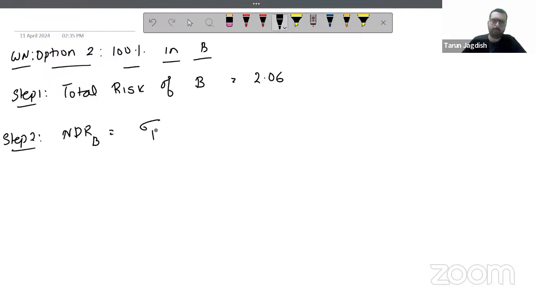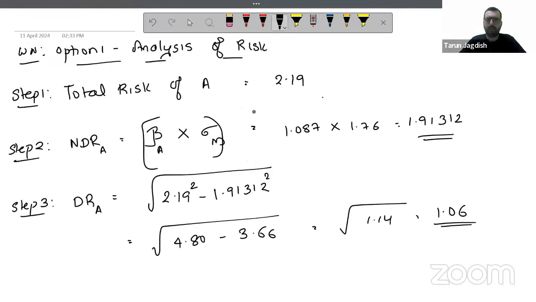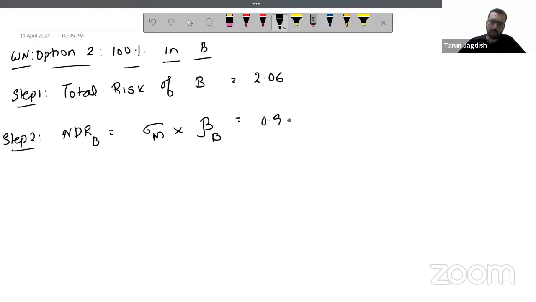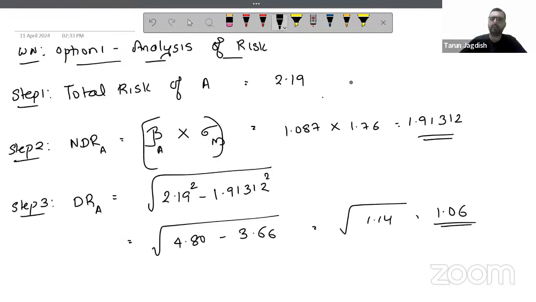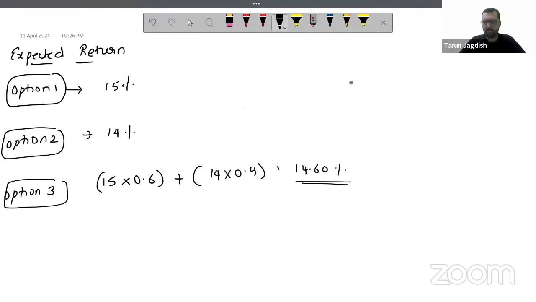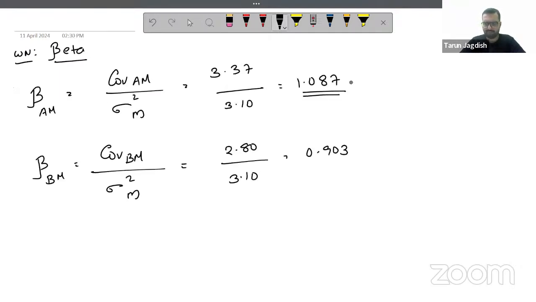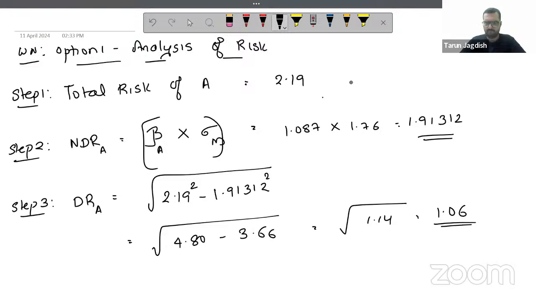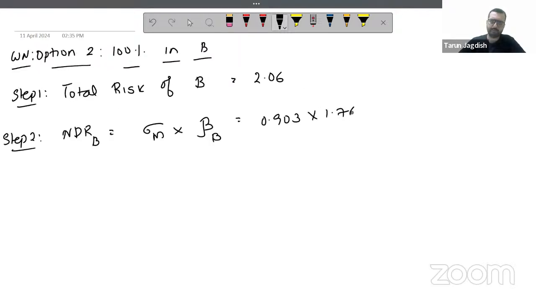NDR of B will be beta of B into standard deviation of the market. So how much is the beta of B? You got it over here, 0.903. 0.903 into the standard deviation of the market. How much is the standard deviation? 1.76. Do you get the answer as 1.589 over here?